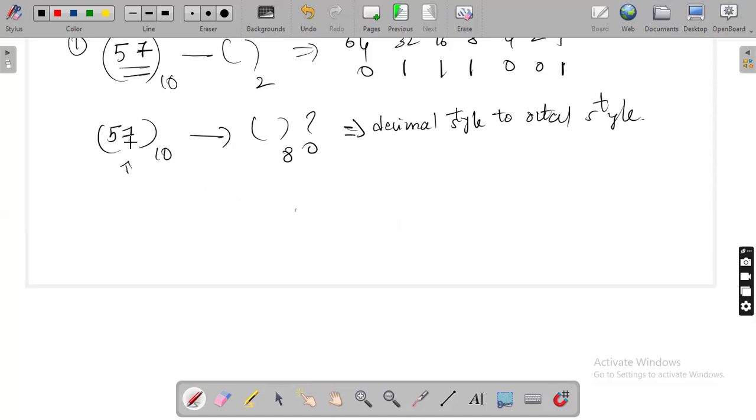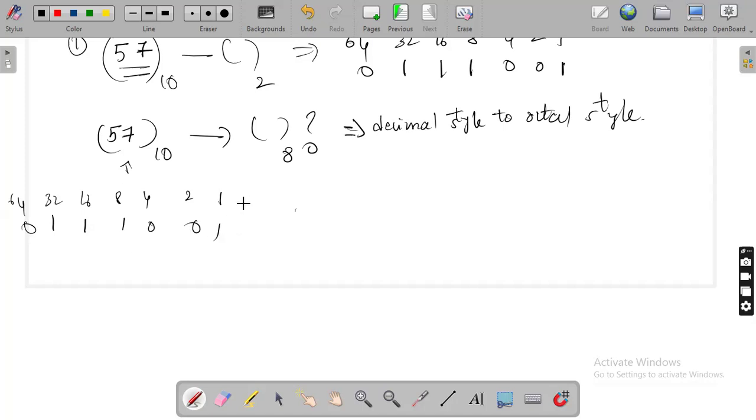Again, what I am telling, convert 57 decimal to octal, means decimal style to octal. What is the decimal style? Decimal style is 1, 2, 4, 8, 16, 32, 64. Nearest number is 32. And I already told, 32 plus 16 plus 8 plus 1. This is the decimal 57. This is the decimal style. Getting my point? So, okay, decimal style is ready.